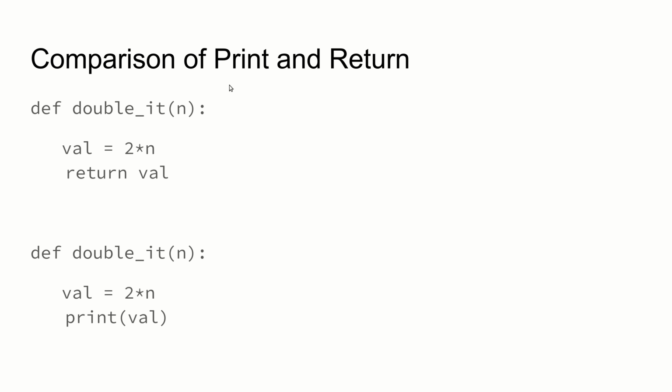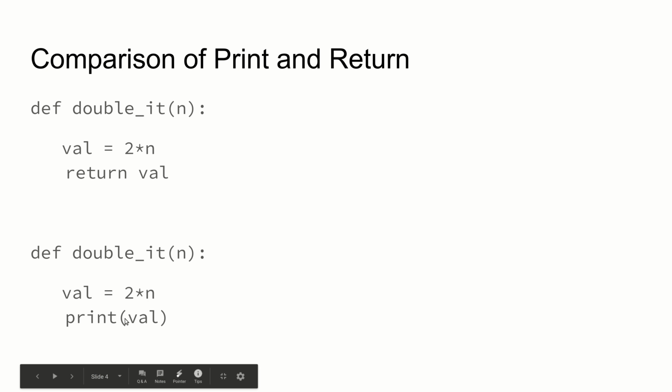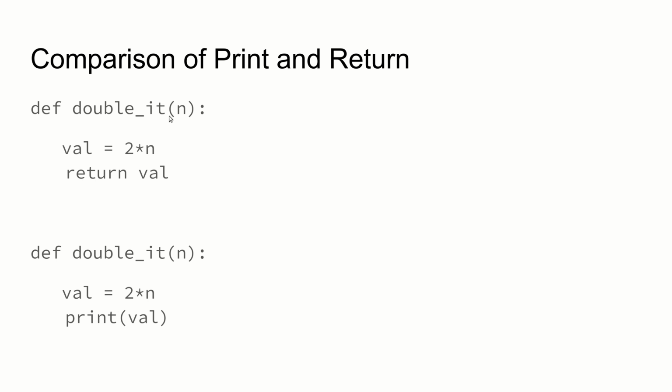Here's a direct comparison of two functions with the same name that do some of the same math, but one returns the value and one prints the value. So this double it with n there, if I called it with 2, for instance, then it would calculate the value to be 2 times 2, 4, and it would return 4. That means that I would have the number 4 in hand in that line of code to store in variables or to do additional math with.